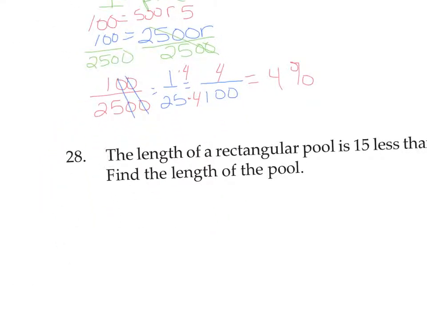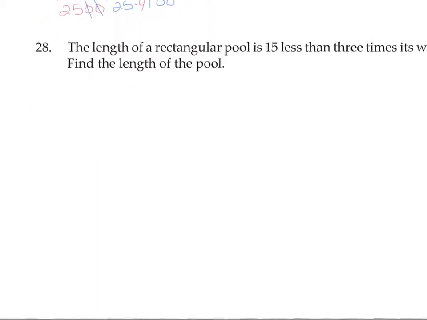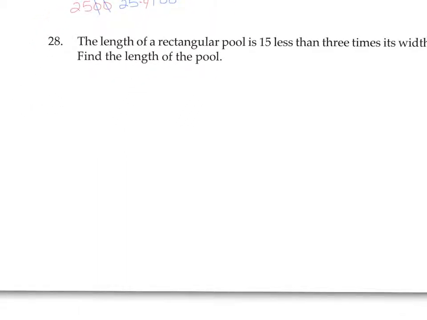All right, on 28. The length of a rectangular pool is 15 less than 3 times its width. Its perimeter is 50 meters. Find the length of the pool. So we're working with a rectangle again. So we have a rectangular pool. This is the length, and this is the width. The length of the pool is 15 less than 3 times the width.